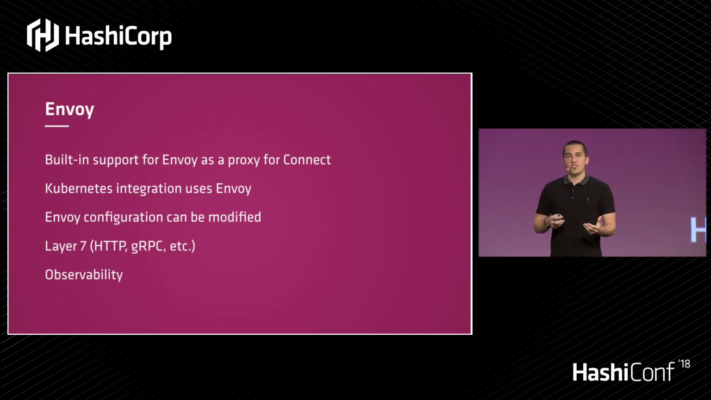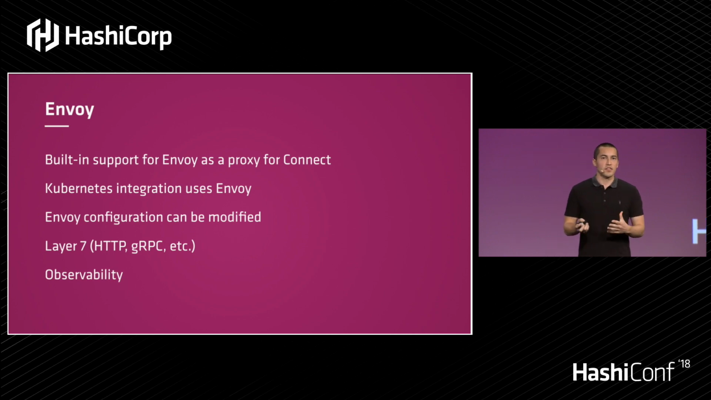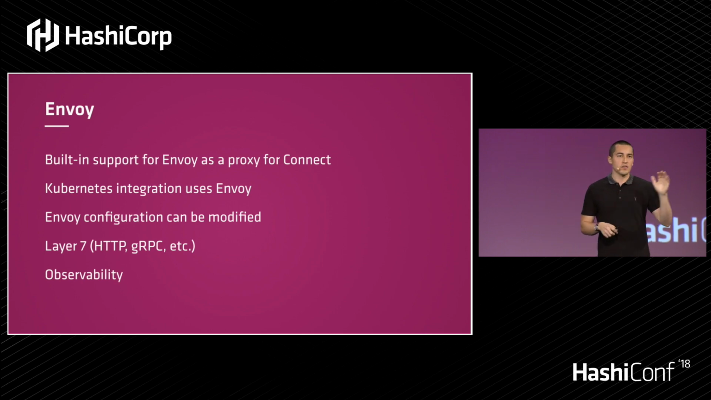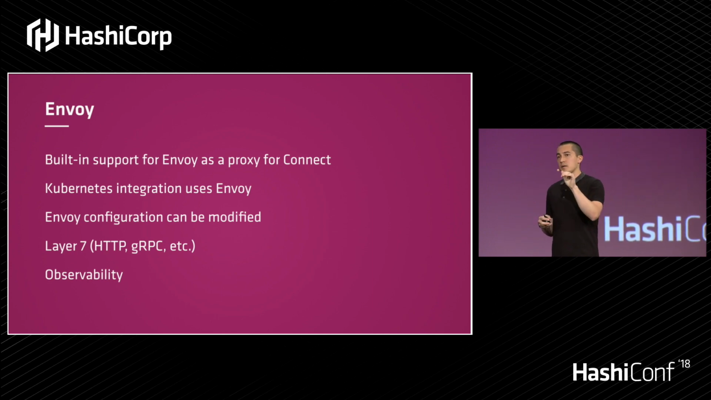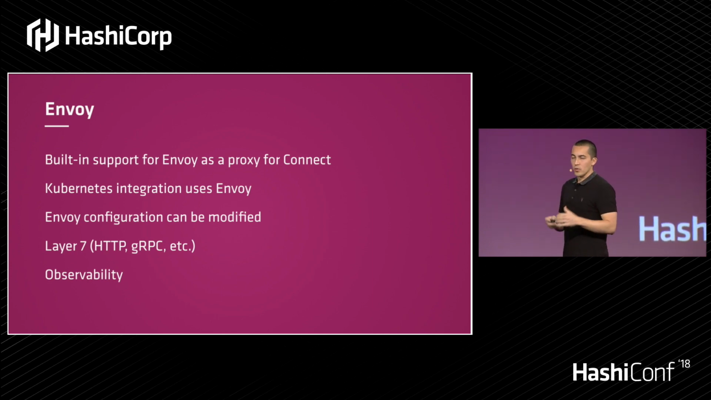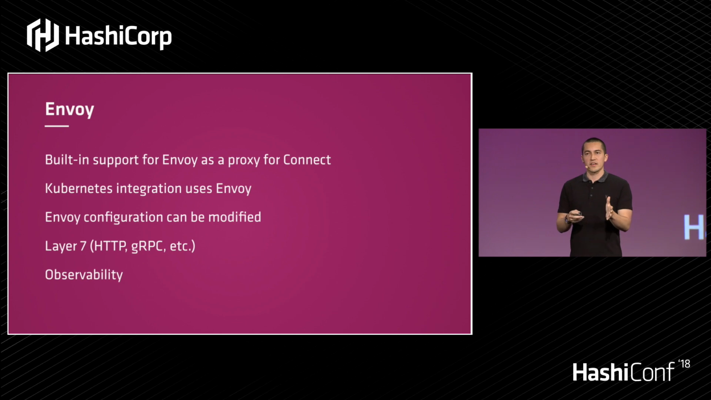Our Kubernetes integration also uses Envoy by default, so you don't have to do anything, and we're just running their Docker images for you. We also expose the ability for you to pass through custom Envoy configuration. So if you want to configure layer 7 routing, observability, and more, you could do that through Consul through the pass-through Envoy configuration. We'll look at adding more of those features first class in Consul, but this is a great way to get all those benefits without having to wait on us.